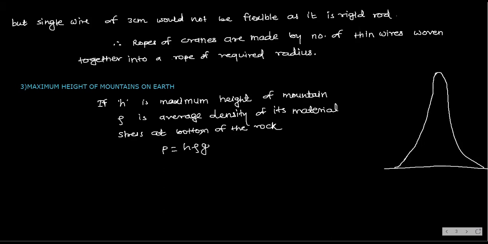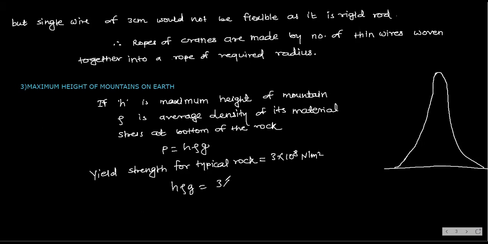Okay. So now, yield strength for a typical rock is equal to 3 into 10 to the power 8 Newton per meter square. So this h rho g is equal to 3 into 10 to the power 8 Newton per meter square. This unit is not necessary.